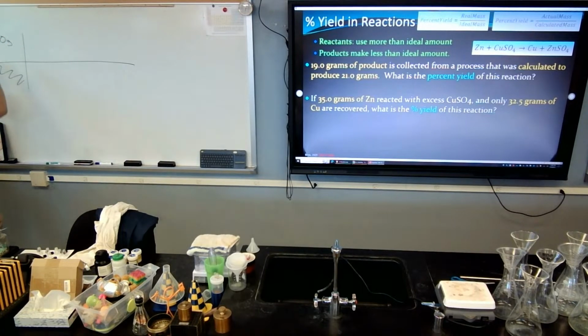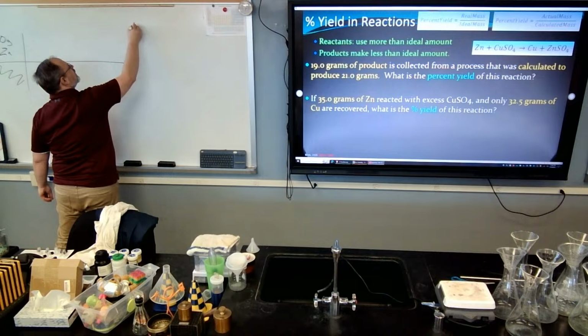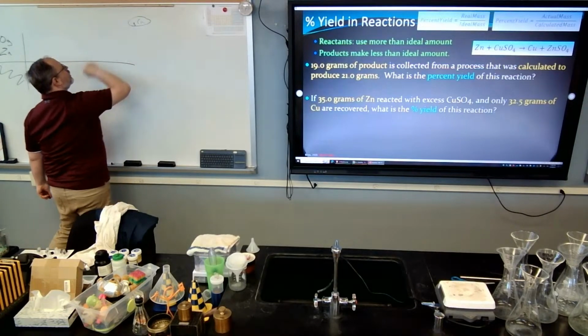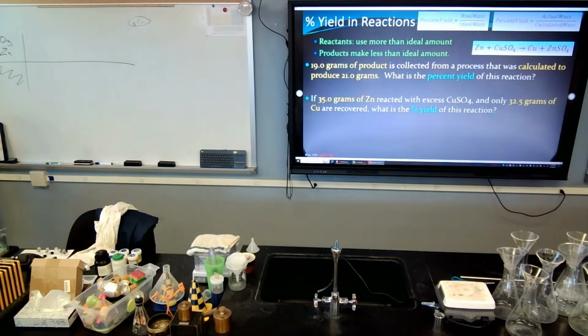Remember, how many things in each box? 3. 3 things. A number, a unit, and a label. Conversions have how many units and labels? 2. That's why you never start with a conversion. So I got my 35 grams of zinc, and I ultimately want to know grams of copper. That's my goal. So what's my next step?